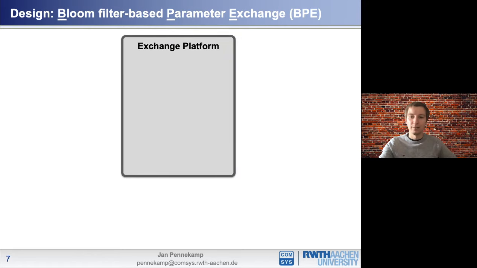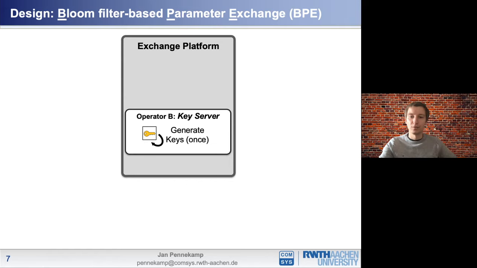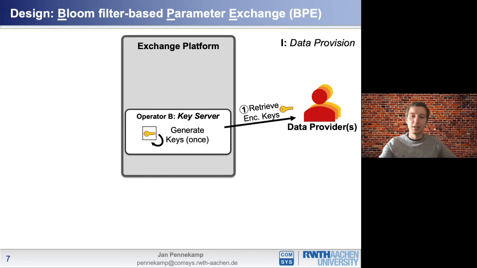We propose a Bloom filter based parameter exchange called BPE. We have an exchange platform that consists of two different servers. First, we have the key server that generates encryption keys for the parameters once. Those encryption keys are then requested during the data provision phase from the data providers, who locally encrypt the parameter records themselves.